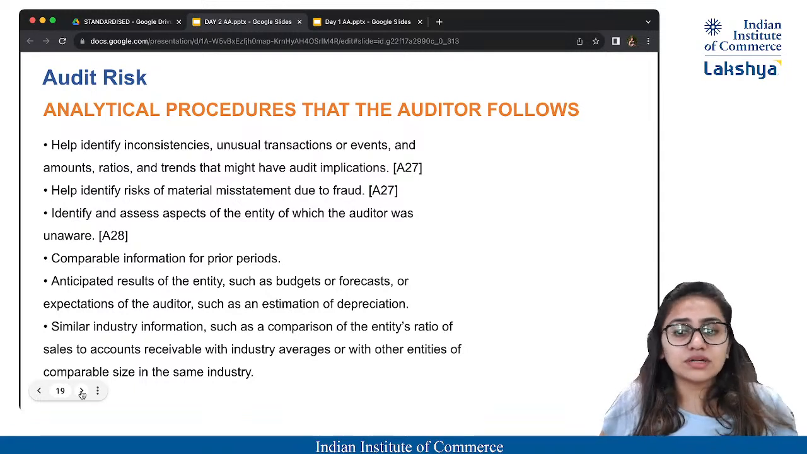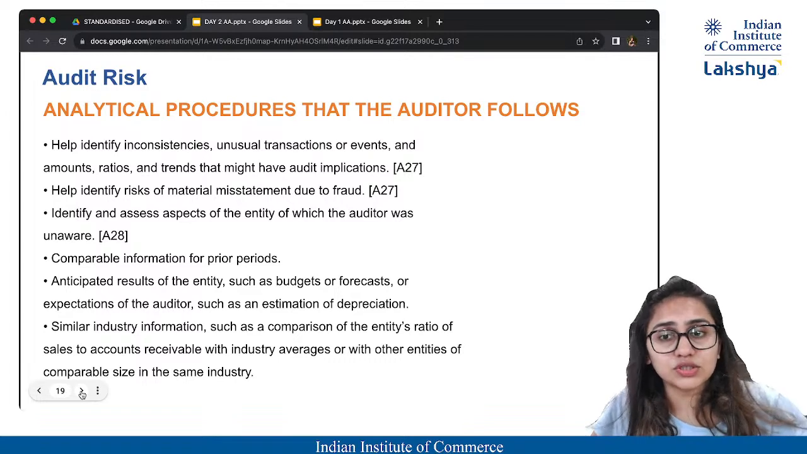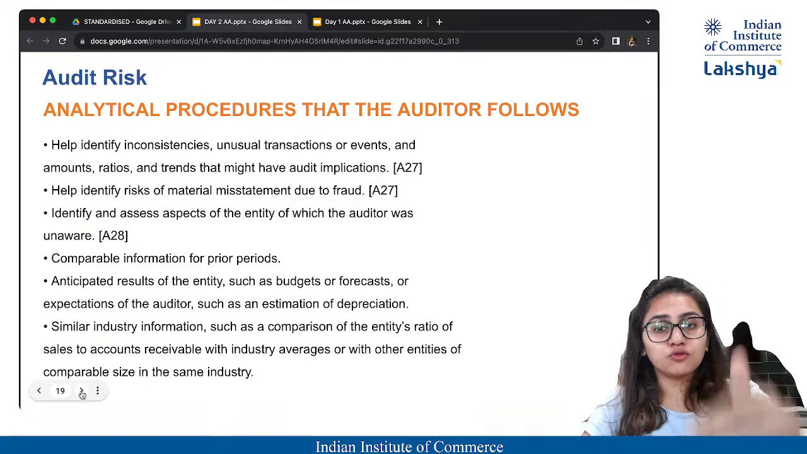So similar industry information, comparable, is all that is required, and those are the analytical procedures that the auditor needs to follow in general. Okay, so I want you to go through and read through this.